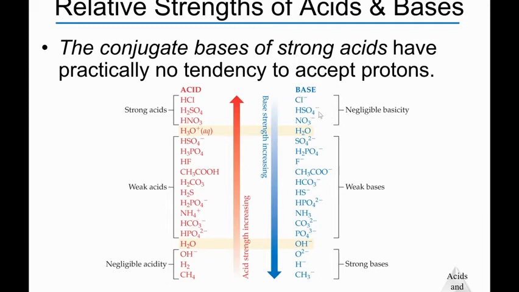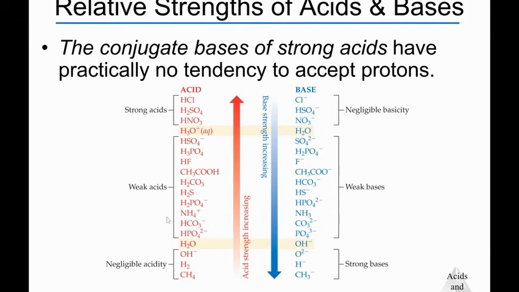In fact, they're so weak that they really don't have any tendency to want to take a proton back. And if you think about it, by definition, a strong acid is basically something that donates a proton and really does not want that proton back. So hopefully it makes sense that its conjugate base pair would not really behave as a good proton acceptor.